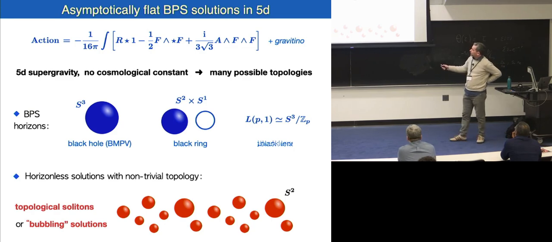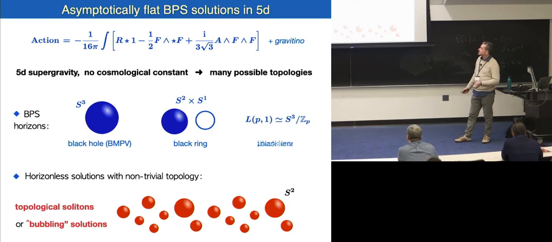So one good thing of working with ungauged supergravity, that is the theory with no cosmological constant, is that a lot of things are known about solutions, the supersymmetric solutions. They are being classified, and they allow for many different possible topologies, which will be the main focus of today's talk. So again, the context of the talk is five-dimensional supergravity with no cosmological constant. And the main motivation is that many topologies are allowed.